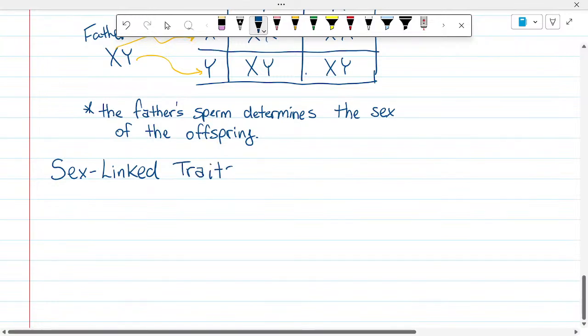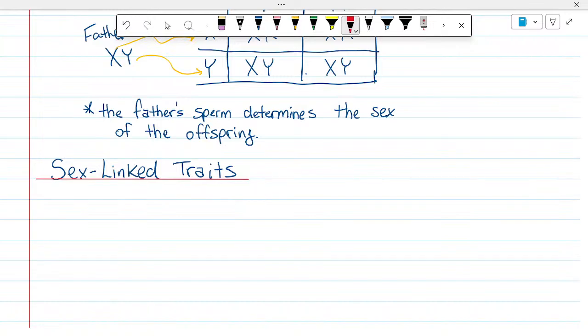What is a sex-linked trait? Does anyone know? What about X and Y chromosomes? Specifically affects those ones. Affects those chromosomes, or not affects, but is affected by.